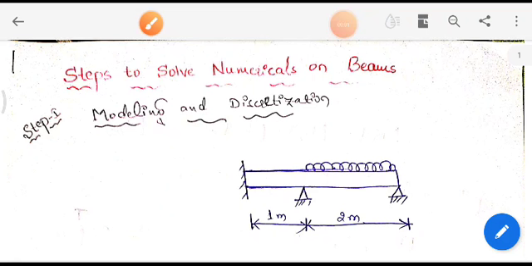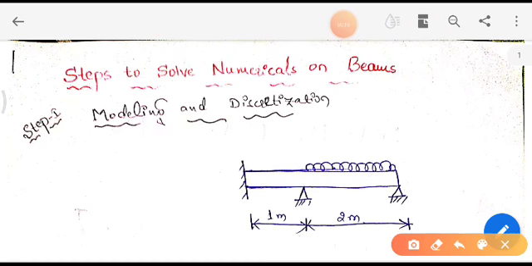Hello my dear friends, today we will see the new concept: steps to solve numericals on beams. Before starting these steps, we need to understand what we mean by a beam. What do you mean by beam?